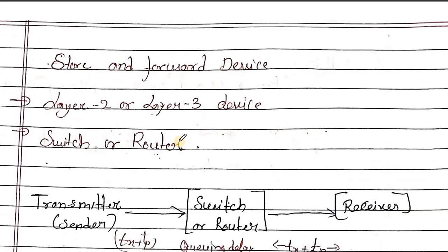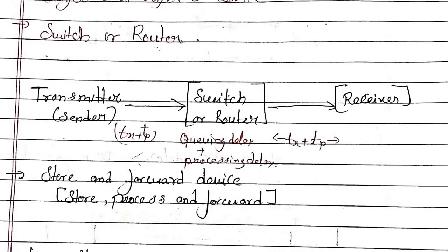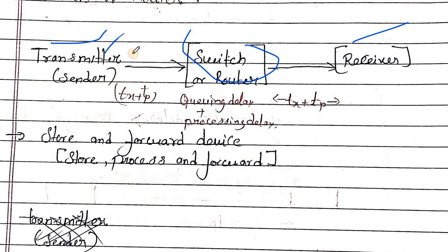Now the store and forward devices, the layer 2 and layer 3 devices: switches or routers. Suppose there is a transmitter and a receiver, and between them there is a switch or router. This is channel 1 and channel 2, with the switch or router in between. So there is T of X, then T of P, then a queuing delay in the switch and a processing delay in the router. The router then sends the packet again to the receiver, so again there is a T of X and a T of P.